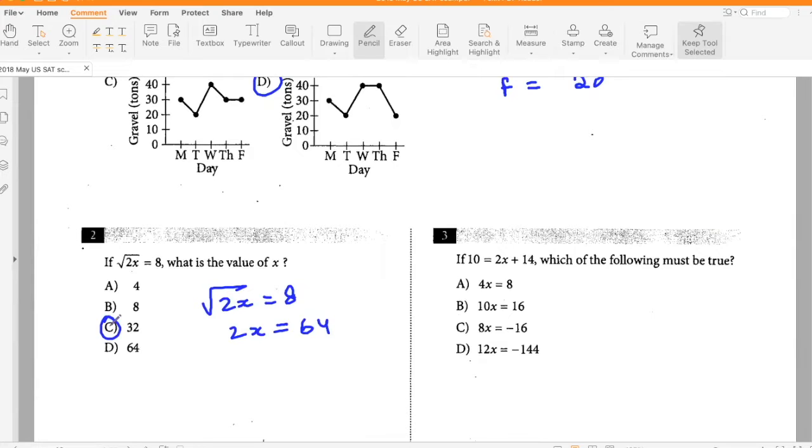If 10 is 2x plus 14, which of the following must be true? So 10 is 2x plus 14, so 2x is minus 4, so x is minus 2. So 4x is not 8. 10x is not 16, 8x is negative 16. Yeah, this is true.